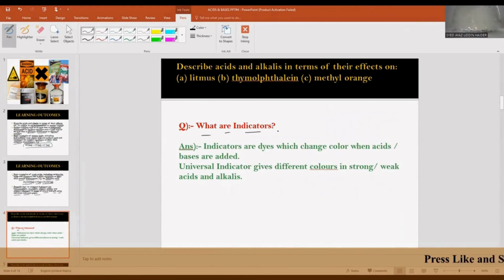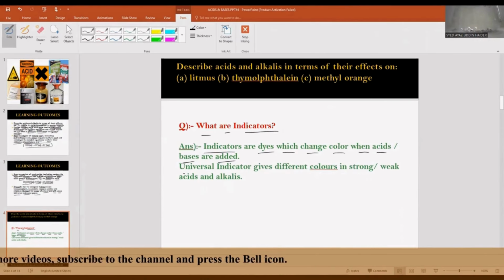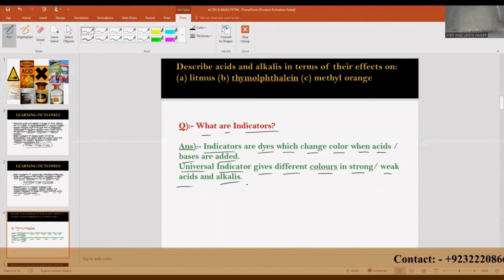What are indicators? Indicators are dyes which change color when acids and bases are added. A universal indicator gives different colors in strong and weak acids and alkalis. In case of universal indicators, we'll compare the color with the color on the indicator color chart.